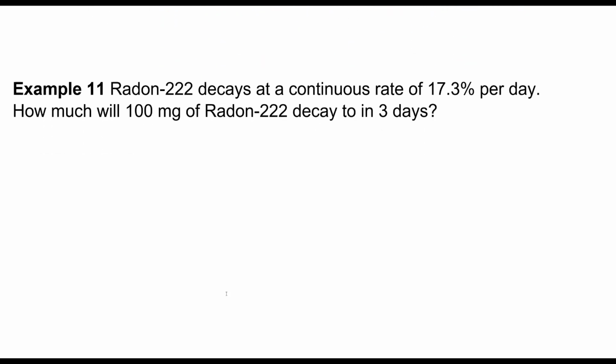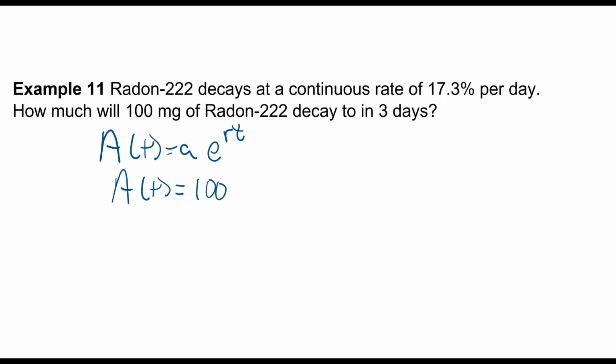Next one. Radon-222 decays at a continuous rate of 17.3% per day. How much will 100 milligrams of radon decay into in 3 days? Okay, so our formula will be using A(t), the amount, which is equal to the initial amount times e^(rt). So the amount at time t is going to be 100, our initial amount, times e to the negative 0.173 times t.